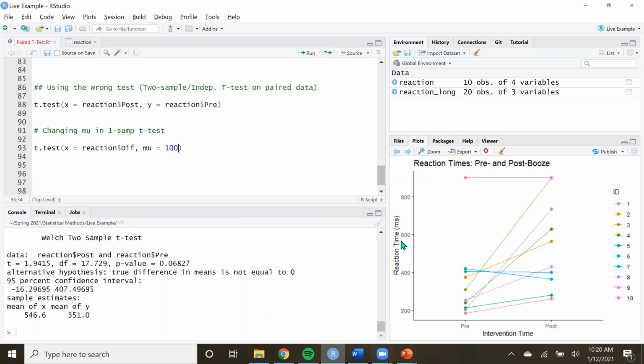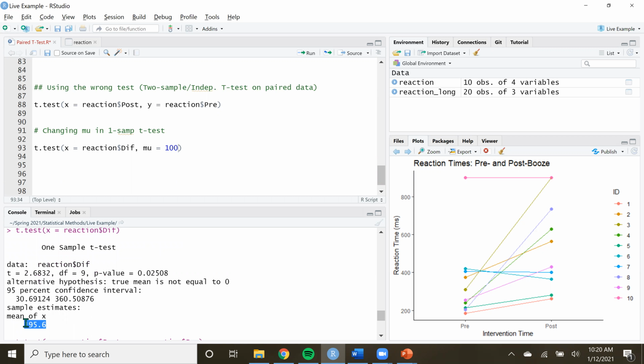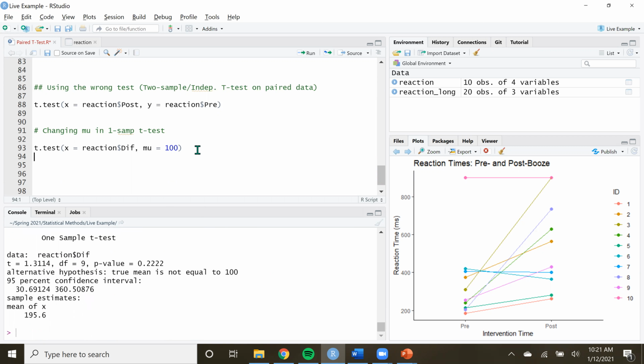It's all kind of based on your data that you have here, or the differences, right? So we know that the difference is 195.6. Let's say instead of a difference of 0, we wanted to compare it to a difference of 100 milliseconds. Hit Control Enter there. And the only thing that changes is the t-value and the p-value. 95% confidence interval stays the same. In this case, look, it even says true mean is not equal to 100. And in this case, the true mean is not equal to 100, okay, because our p-value is really, really large.